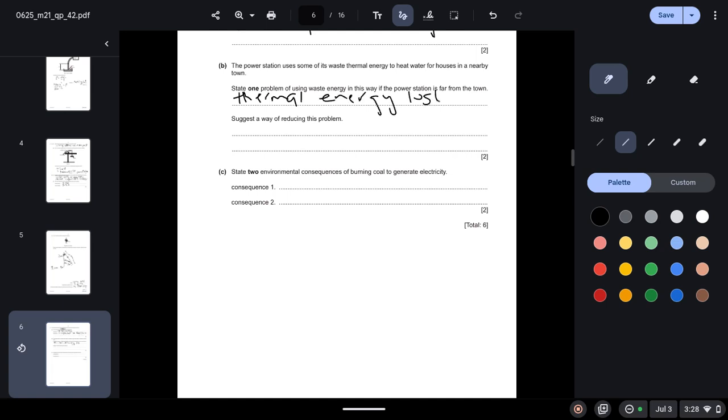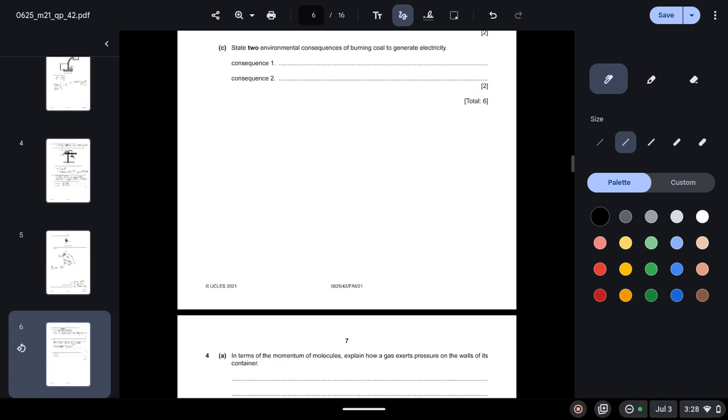Suggest a way of reducing this problem. So you can insulate the pipes through which you are transferring the heat energy so that the least amount of heat is lost.